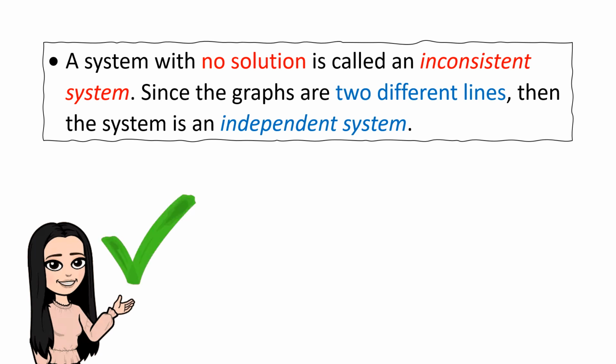So, I want to add here that if the given linear equations have the same slope, therefore, they have no solutions because they are parallel lines. So, parallel lines are lines that do not intersect. No matter how much we extend the two lines, they will never intersect each other because they are parallel lines since they have the same slope.